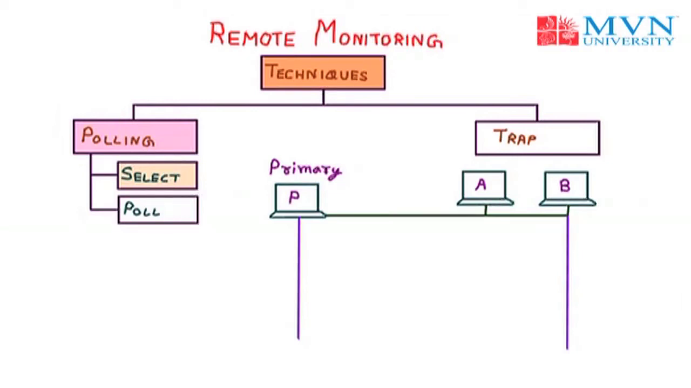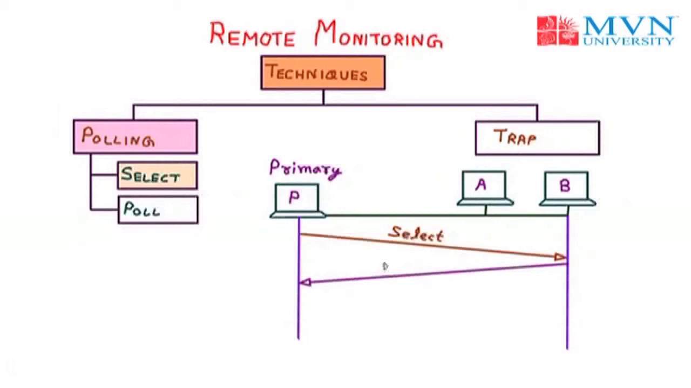In that case, the primary will send a select message to the secondary system. That means P will send the select message to B. When P sends the select message, it informs B that it wants to send something. So in that case, B will send the reply as an acknowledgement. Now B will send the ACK signal to P. ACK stands for acknowledgement. That means you can send the data.